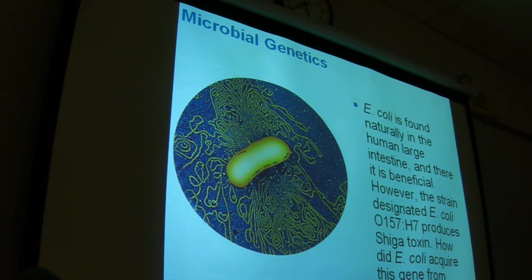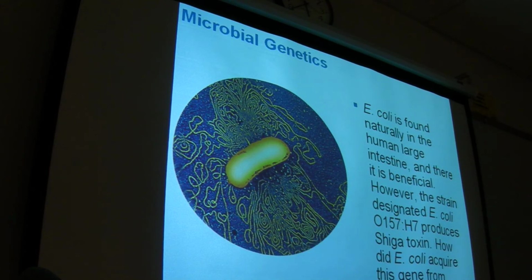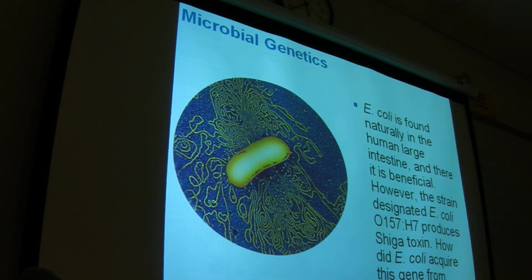This is a question we've actually talked about before, but I wanted to pose it at the beginning because we'll explain the phenomenon of how this happens in general. E. coli is a normal microbiota species found naturally in the human large intestine without any negative side effects, and when it's there, it's actually beneficial. However, there is a strain called E. coli O157:H7 that produces a Shiga toxin that causes very severe food poisoning. So how did this specific strain of E. coli acquire a toxin gene from a different bacterial species? We talked about this before, and we're going to get into all the basics of how this happens.